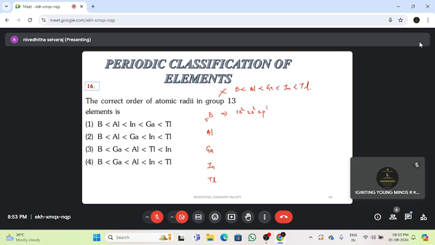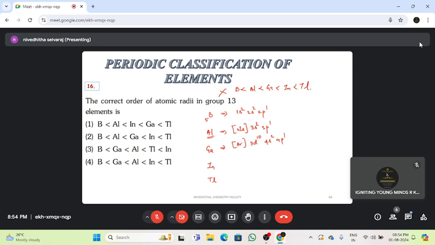As far as aluminium is concerned, the electronic configuration is neon 3s2, 3p1. And for gallium, the electronic configuration is argon; the outermost configuration is 4s2 and 4p1. But gallium's configuration will have d electrons also. So this will have 3d10.